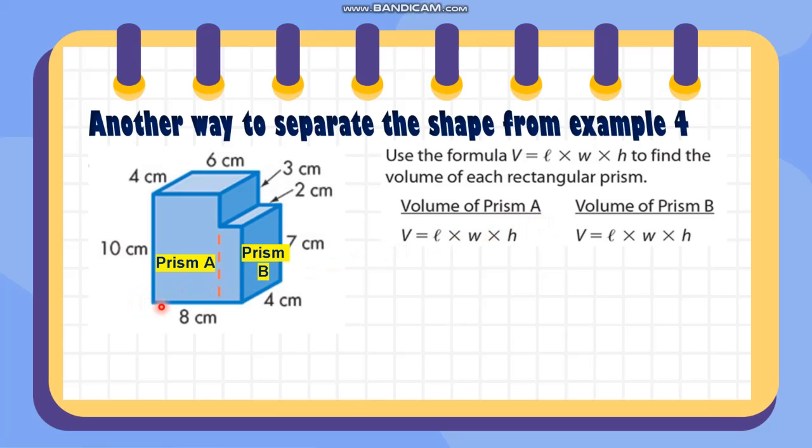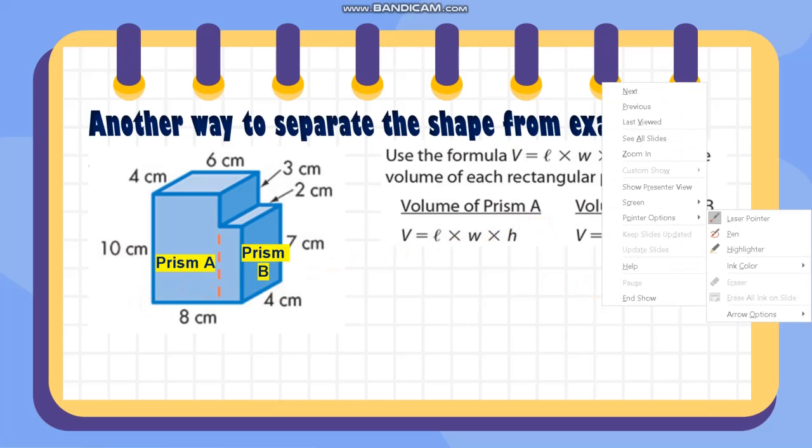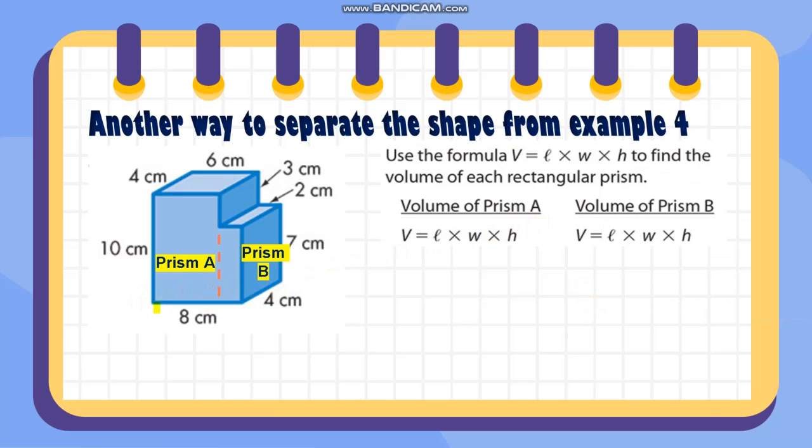Prism A, your length is from here up to here only. From here up to here and here up to here, and that is equivalent to 6, not 8, because when we use 8, that is the combination of the two shapes. Okay, so your length is 6, your width is the same on this.